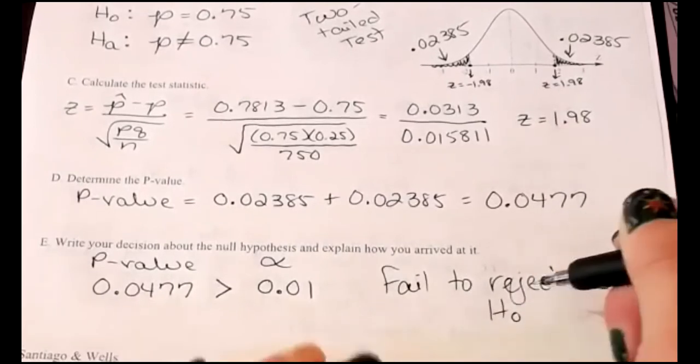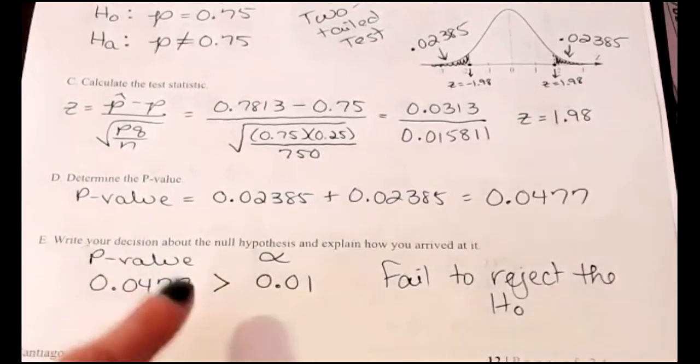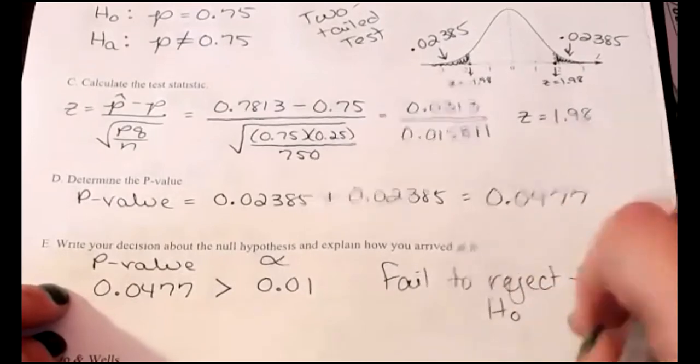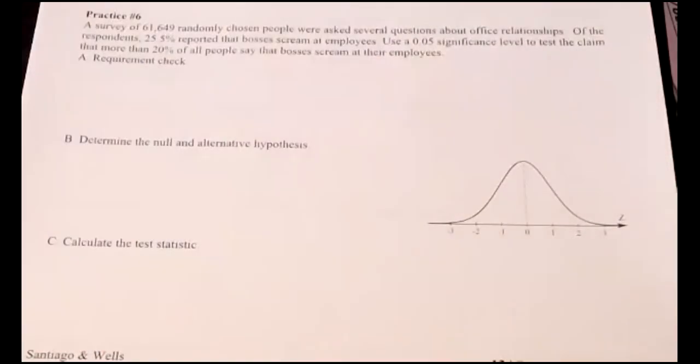We fail to reject the null if the p-value is ever greater than alpha. If the p-value is smaller than alpha, if the p is low, then null must go. But that's not what's happening because p is greater than alpha. So remember, if the p is low, then null must go. That's not what's happening. Good. We failed to reject the null hypothesis.